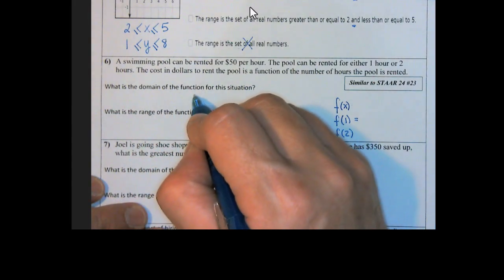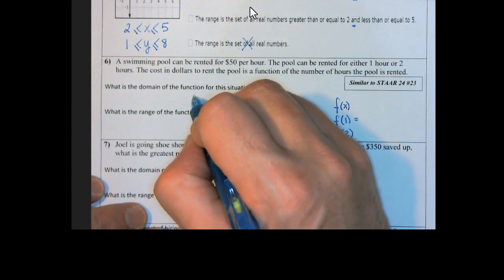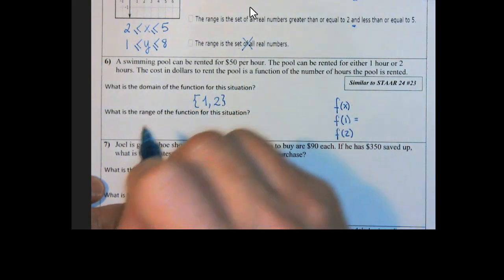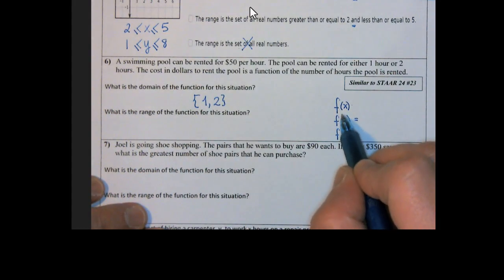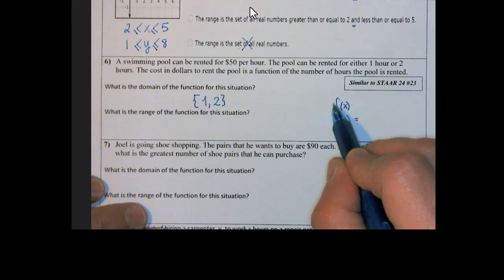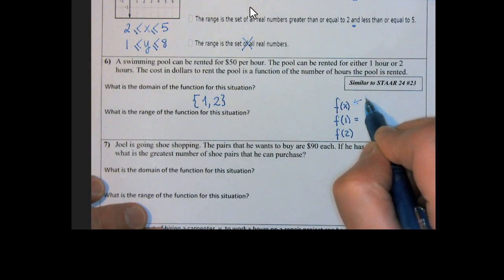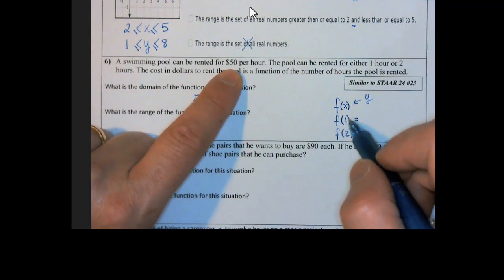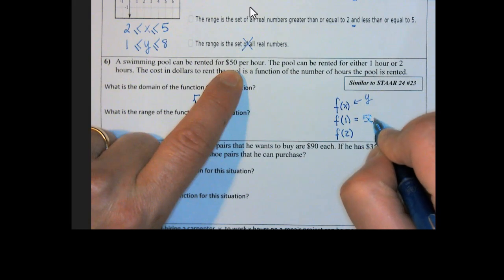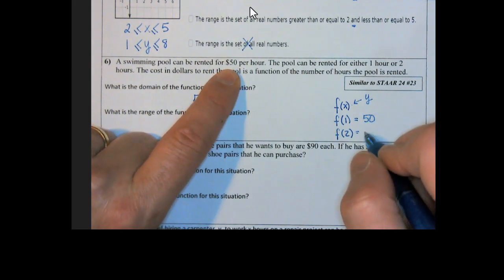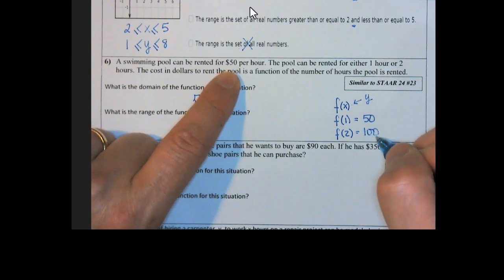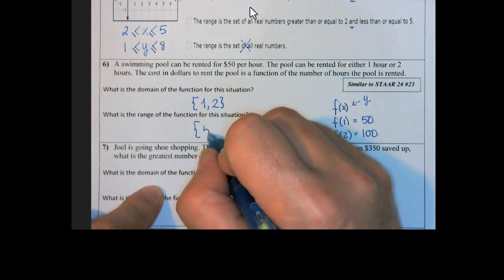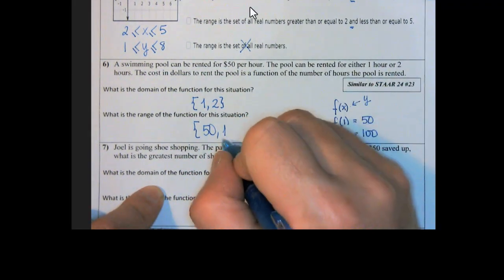So what is the domain? What are the x values that we're talking about in this particular problem? The possible values would be 1 and 2. Now the question is, what is the range? What is the value of y? What is the value of f of x? Remember, f of x is the same thing as y. So basically it's asking us to evaluate f of 1. Well, think about it. If I use the pool for 1 hour, I'm going to pay $50. How much am I going to pay if I use it for 2 hours? Well, I'm going to pay $100. So what are my y values? My y values would be 50 and 100.